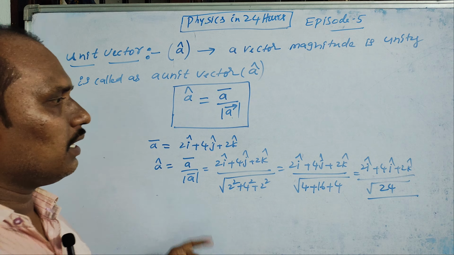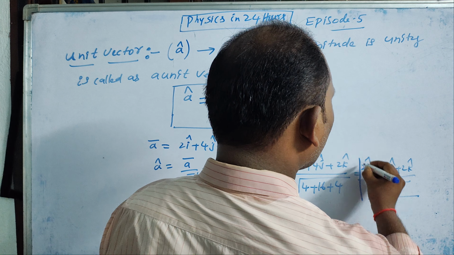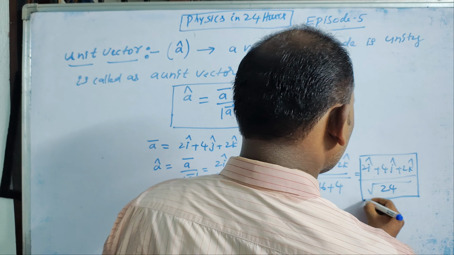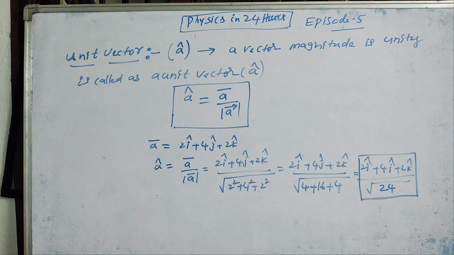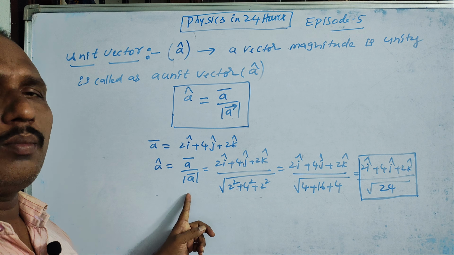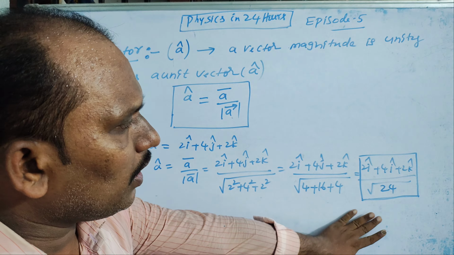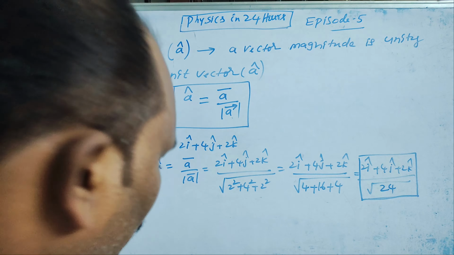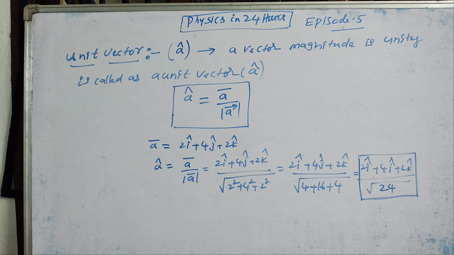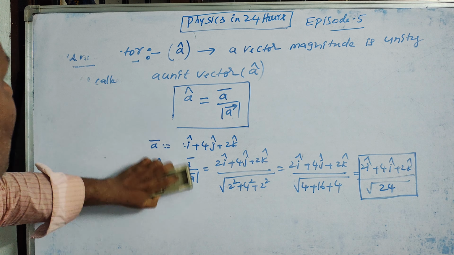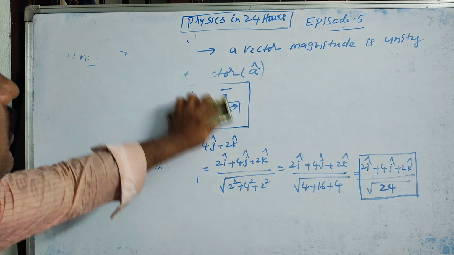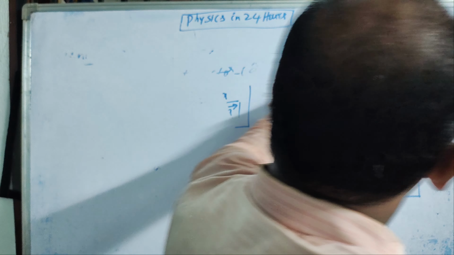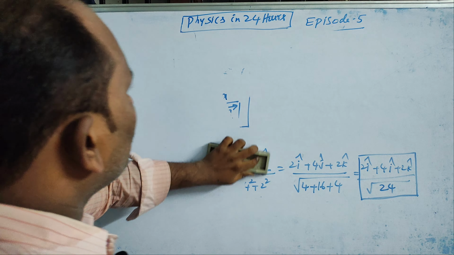So how to calculate A cap? This is the way we have to calculate A cap. Keep in mind, all of you. A cap is equal to A bar by modulus of A bar. This is the way we have to evaluate a unit vector. I hope you people understood. So that is regarding a unit vector.